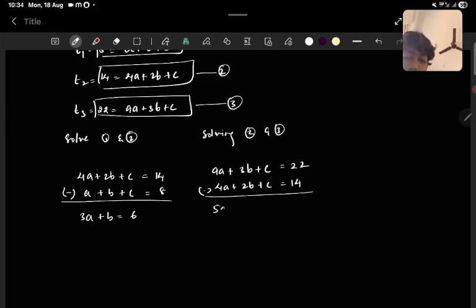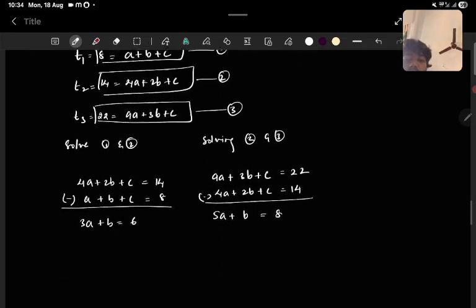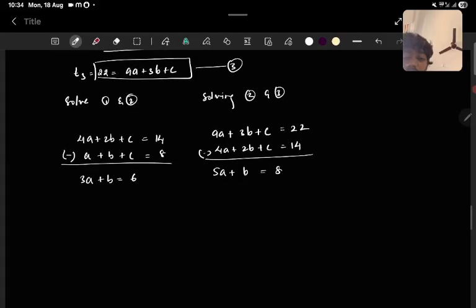Subtract it, it will be 5A plus B is equals to 8. Okay beta, 5A plus B. So now solve these 2 equations. Take it as 4th equation and 5th equation. Okay, solve.